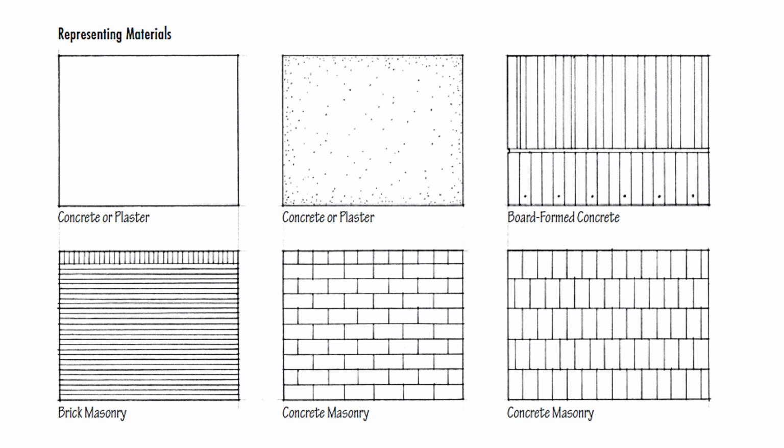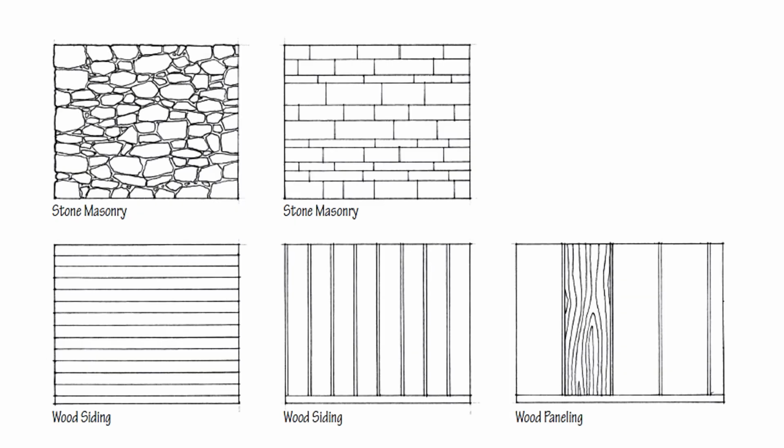You have your concrete or plaster, your board formed concrete, and your brick masonry and concrete masonry. You also have your stone masonry, your wood siding, and your wood paneling. Now, a page breaker. Name the person in the slide. He is an architect, an engineer, and a physician. And what is his implication in the design and built environment and in engineering?